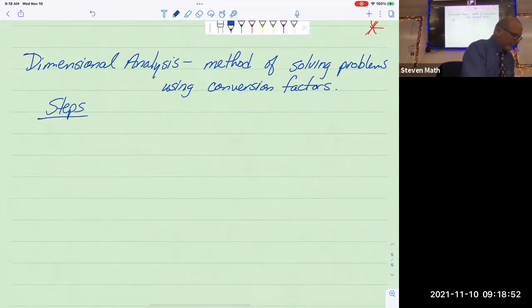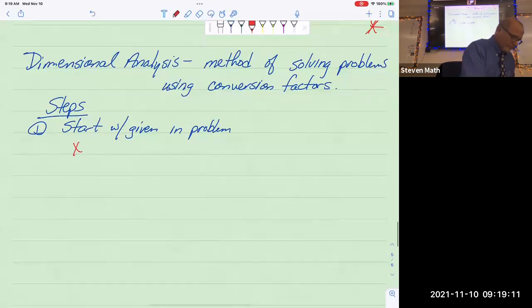We'll give you steps, but I think most of you already know how to do this. 1, start with the given in the problem. This is a huge number. This will determine your sig figs.